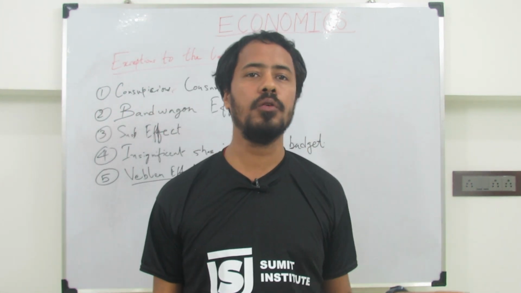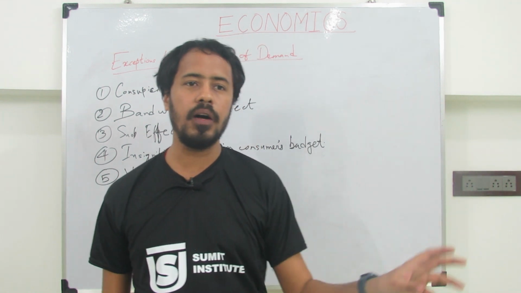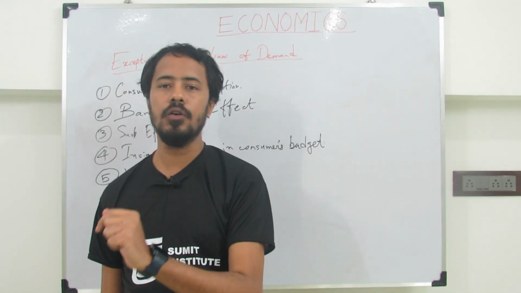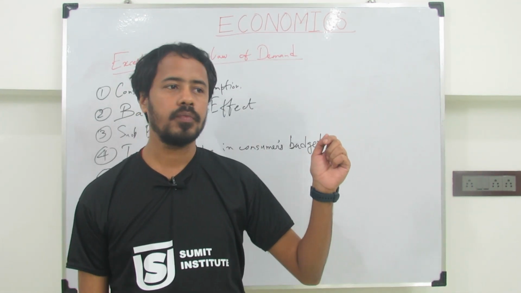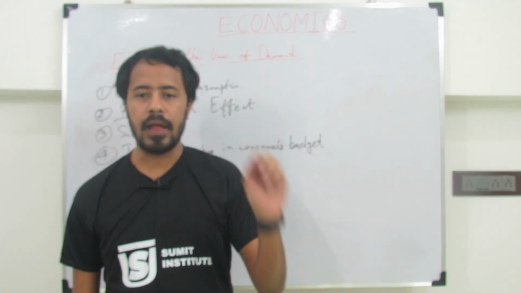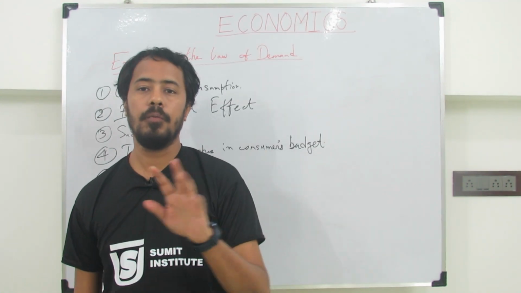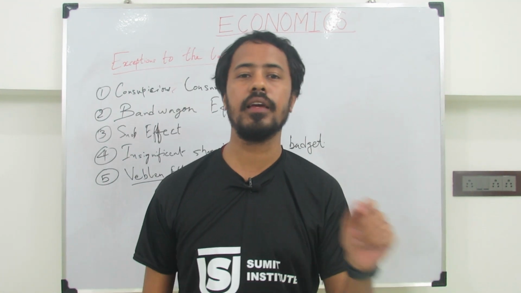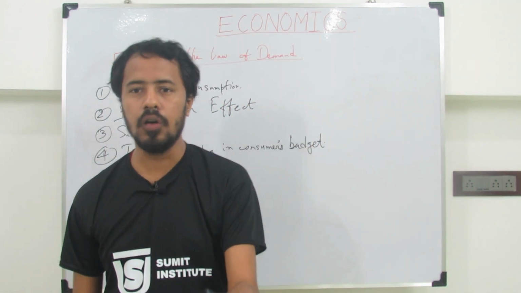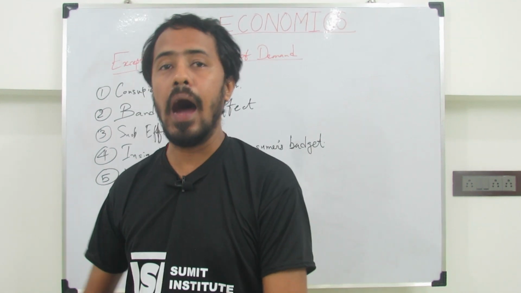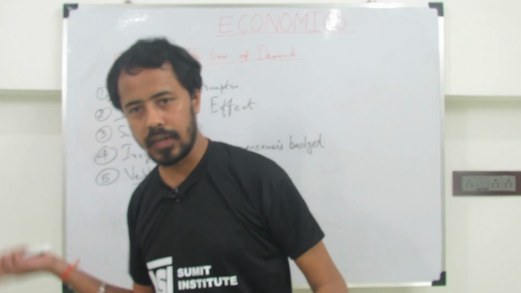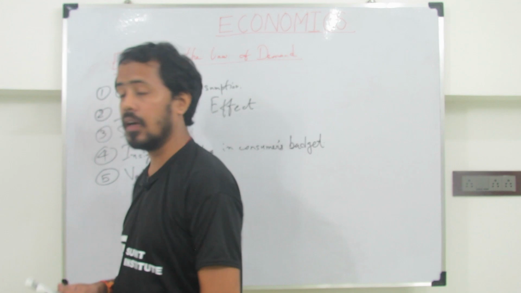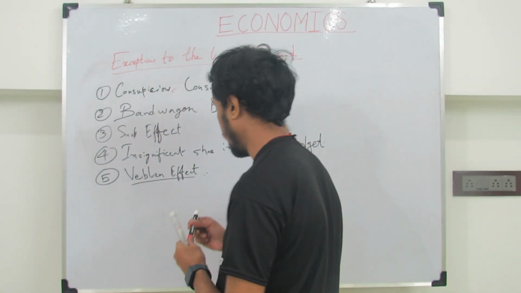If the price is X, and another product has a price of X plus something, we prefer to buy the product with the price of X plus something, because we think this product's price is high, so it will be of better quality. So the higher the price of the product, the more is the demand. This is a very important thing.